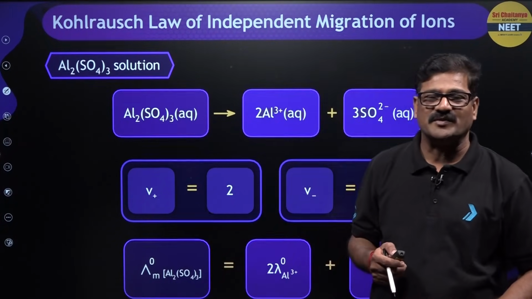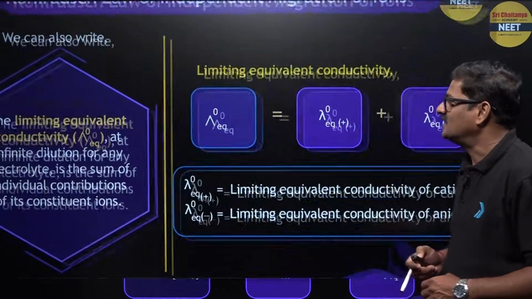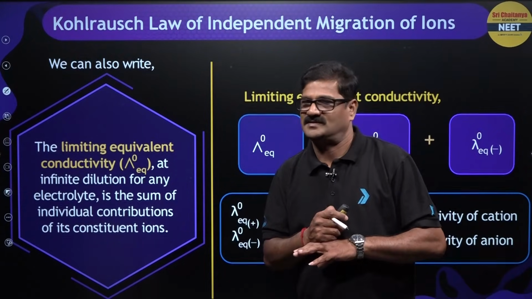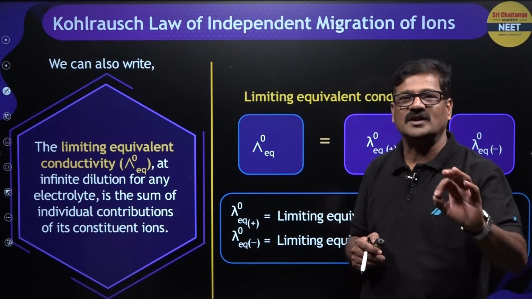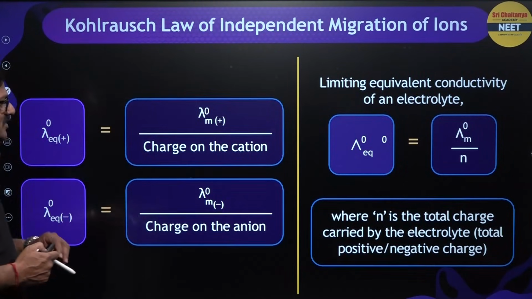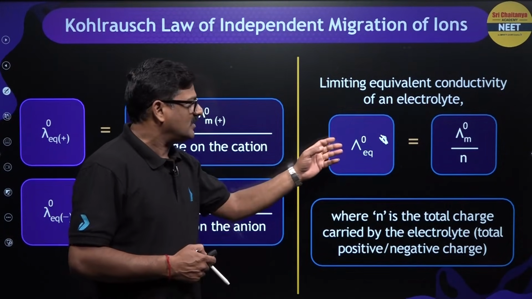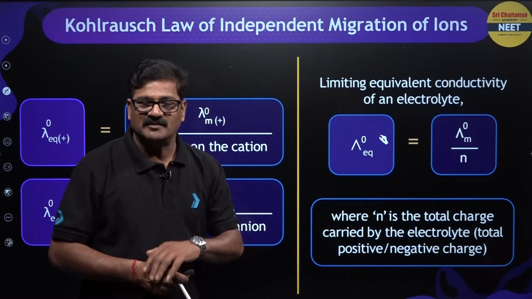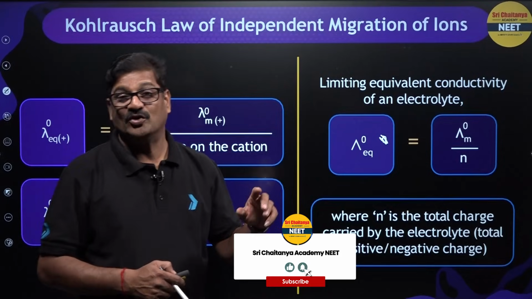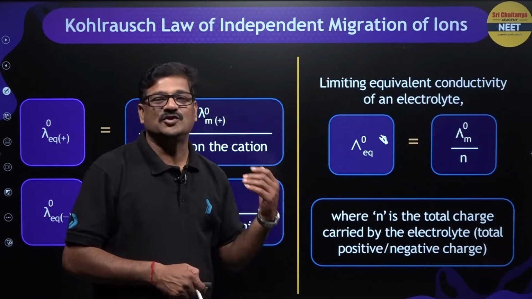NCERT also gives some questions, and you can solve these questions with a lot of enthusiasm. Also you can see limiting equivalent conductivities. The limiting equivalent conductivity follows the same pattern as molar conductivity, but only the n factor is going to be changed. So, the same way, the relation between the molar conductivity and the equivalent conductivity: equivalent conductivity is equal to molar conductivity by n. N is the n factor you study with normality, right? So, molar conductivity is equal to n into equivalent conductivity.